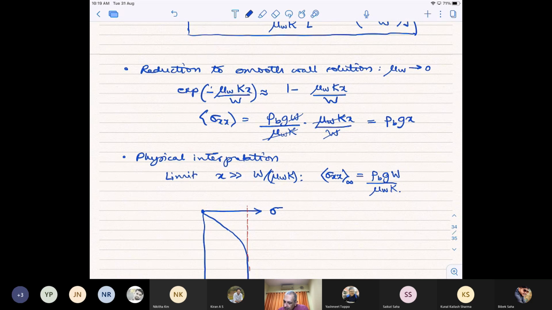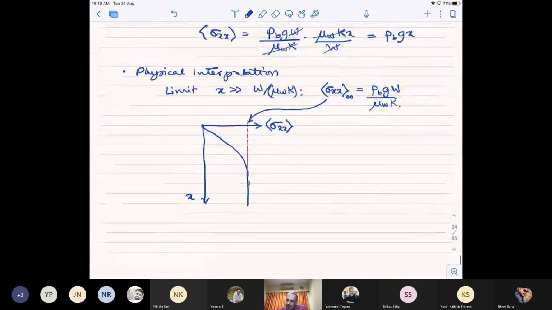So there's a limiting value of the stress. What does it mean in physical terms? That means, if you're looking at what is the stress in the system, it goes to a maximum value.